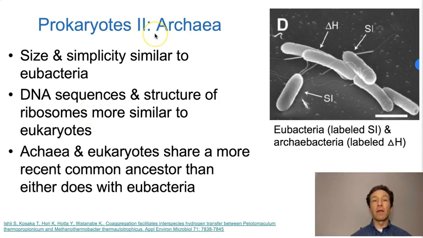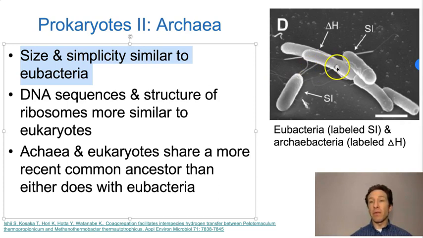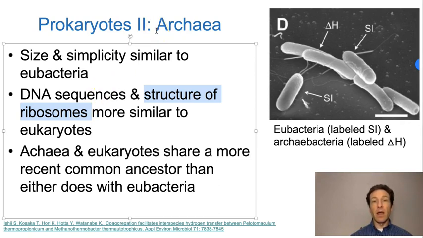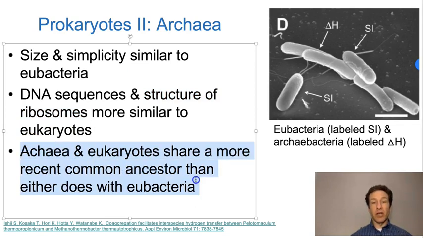Archaea and Eubacteria are similar in size and simplicity, and you can see that, at least in this image. This bacterium here, labeled Si, is a Eubacterium, and these over here, labeled delta H, are Archaea, and they look very much alike. Despite this, if you look at DNA sequences, or at the details of the structure of the ribosomes, we find that there are more similarities between Archaea and eukaryotes than there are between Archaea and prokaryotes. This tells us that Archaea and eukaryotes share a more recent common ancestor with each other than either does with Eubacteria.